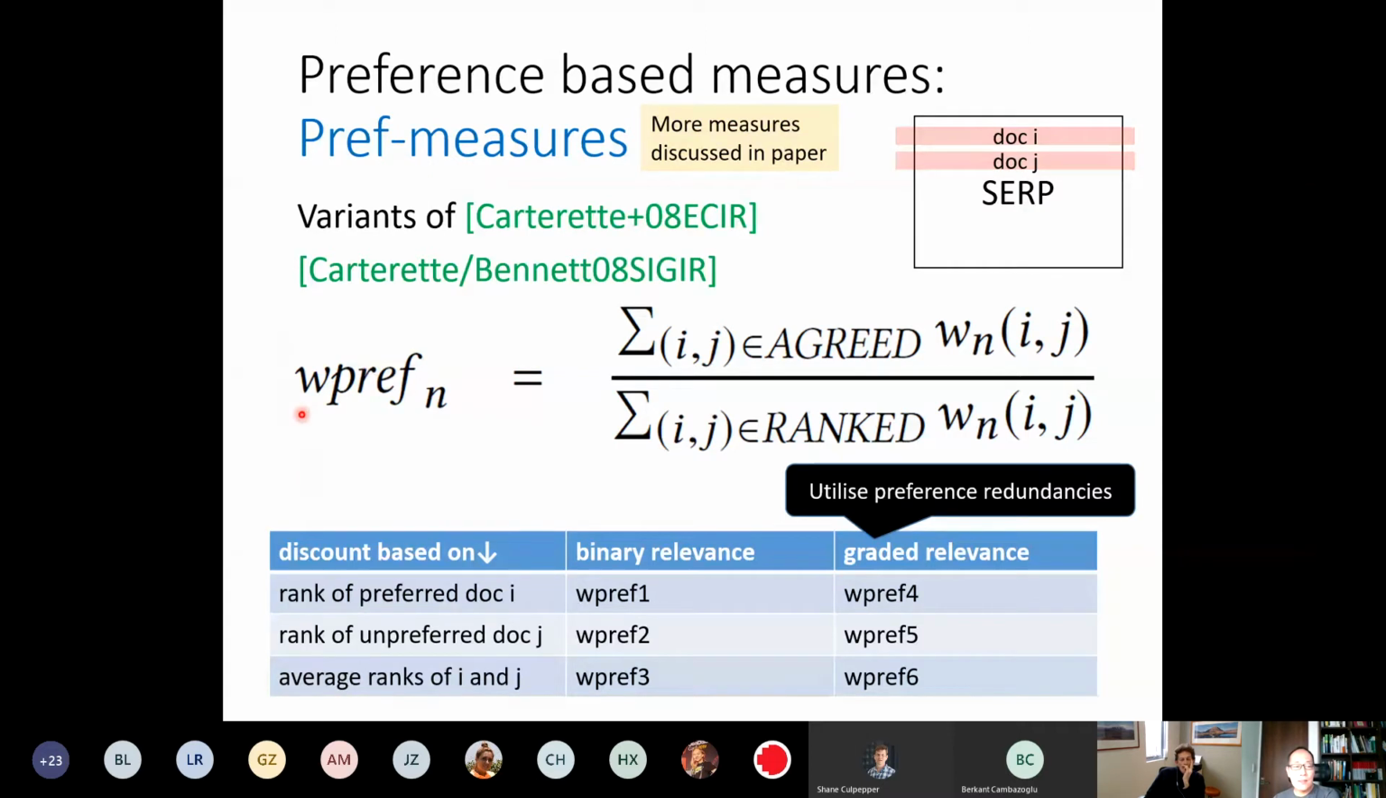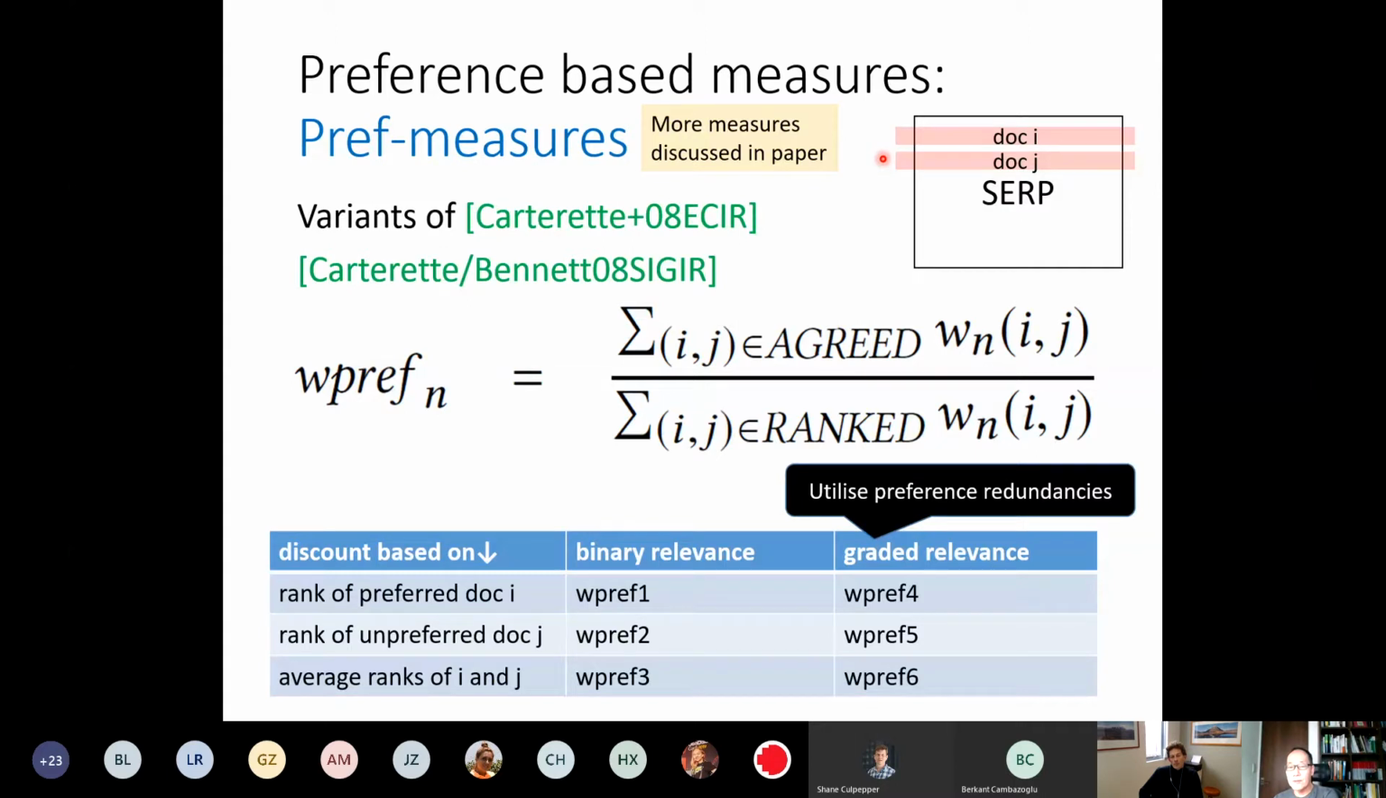So this is the wpref measure. This is an extension of the measure proposed in Ben's papers. And this looks like this. Basically, it's like NDCG. I'm not giving you the detailed formula here, but basically it's like NDCG. The only difference is that we look at pairs of documents. So for example, if you have a document I here and document J here, this is a preference suggested by this SERP saying I is better than J, right?